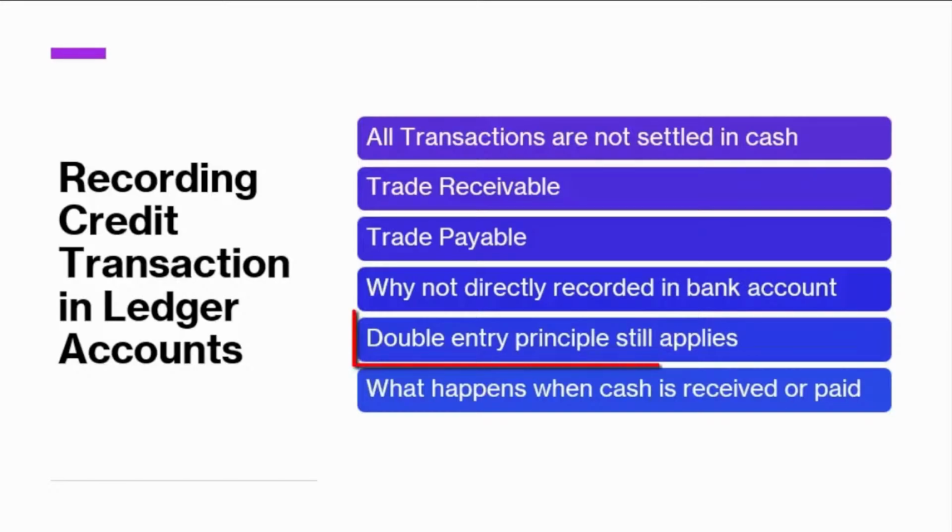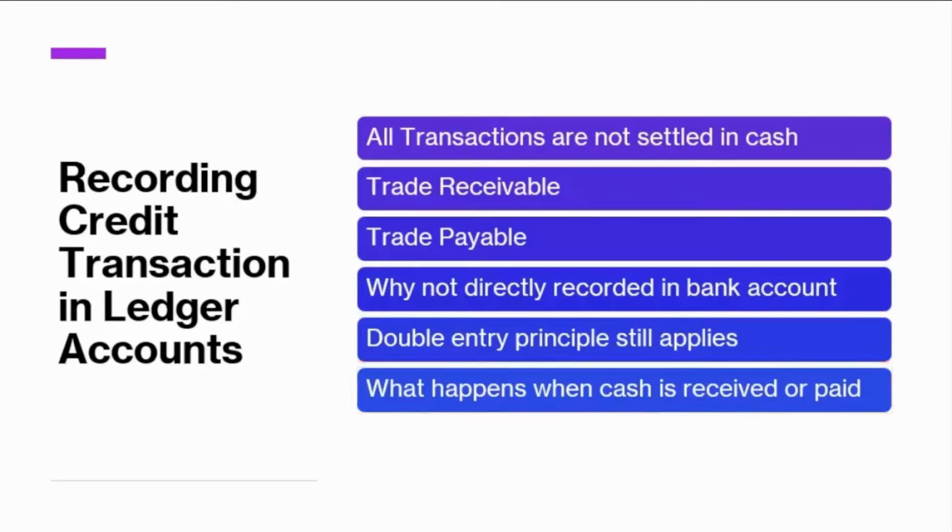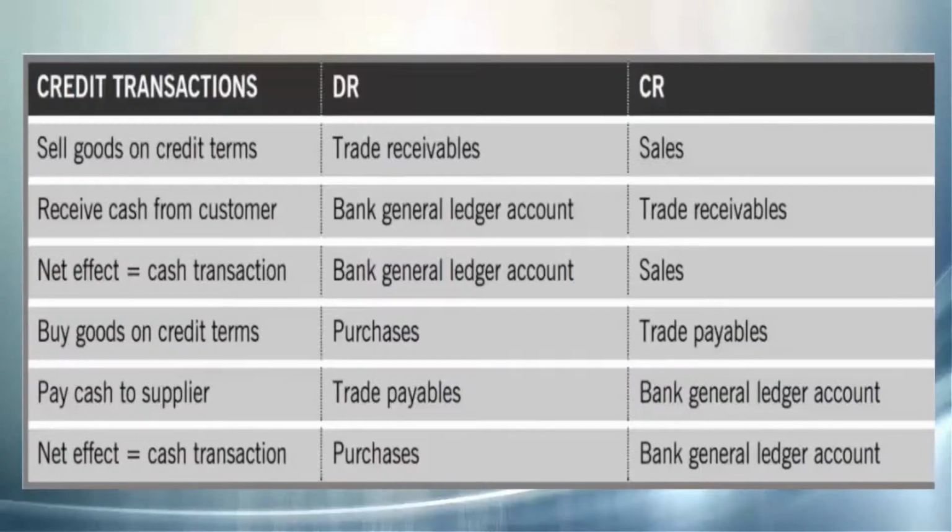3. The double entry principle still applies. Each transaction affects 2 accounts. One account is debited and another is credited to ensure the books remain balanced. 4. When cash is finally paid or received, the credit balance in the trade receivables or trade payables account is cleared by recording the cash payment or receipt in the bank general ledger account.